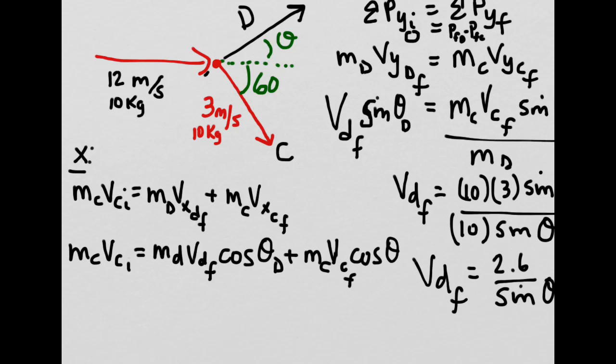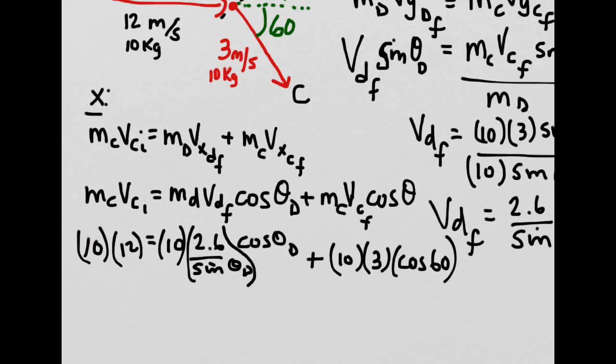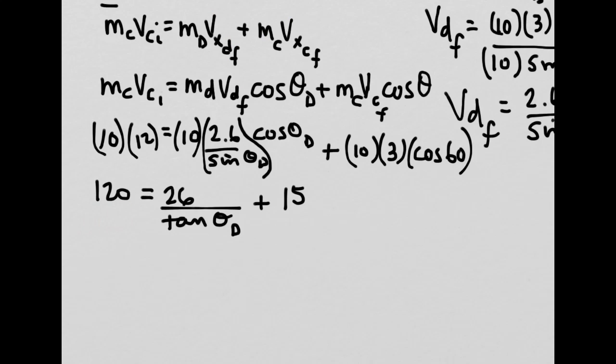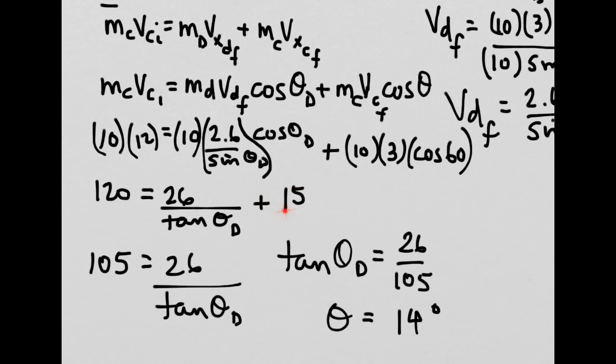I'm going to plug in now. Alright, substituting in 10, 12, 10, substituting in the 2 sine theta from over here. Stays the same, don't know what it is. 10, 3, cosine 60. I'm going to resolve and solve for theta. 120, 26, cosine over sine is 1 over tan, 15. 105, 26, bring that up, bring that down, take the inverse tangent, 14.